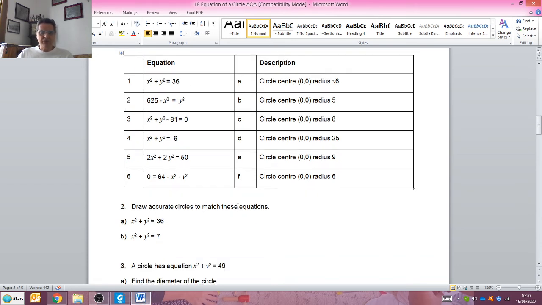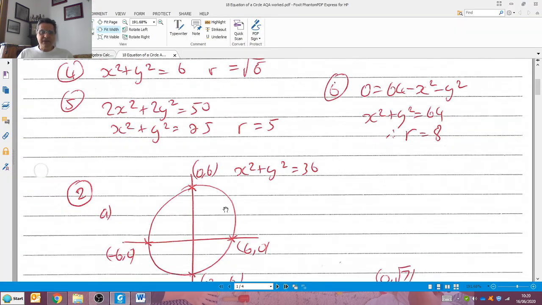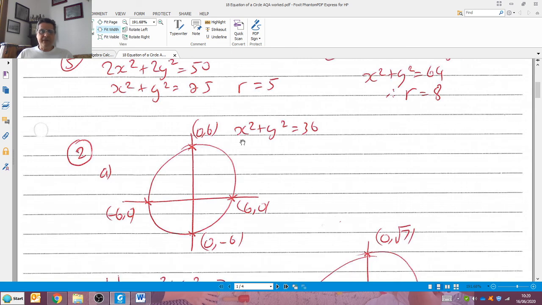Draw accurate circles to match these equations. Okay, I bet I didn't do that accurately. Well, no, I did not. But if x squared plus y squared is 36, then the radius must be 6. So you open out your compass to 6 centimetres and just swish round. What we should do is always label the key points of intersection as the circle tracks round and cuts through the axes. So we've got 6, 0, 0, 6, minus 6, 0, and 0, minus 6 just there.